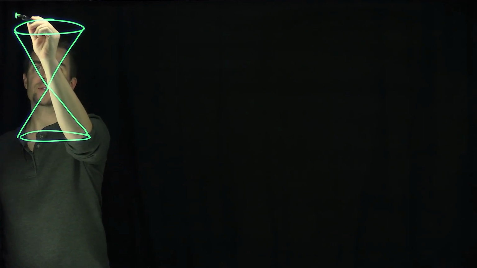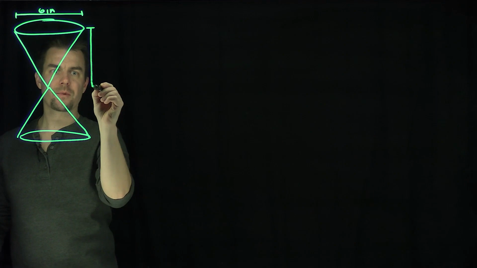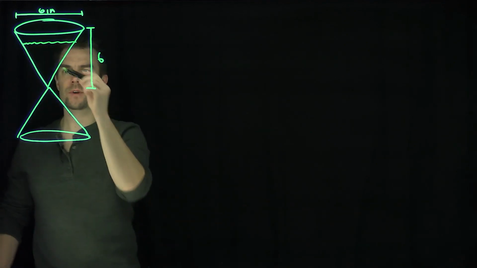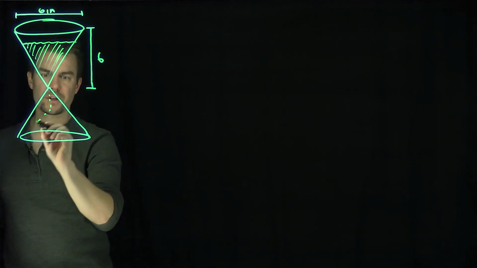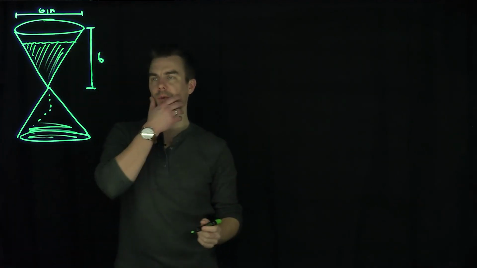Let's say that this hourglass has a diameter of 6 inches, and the height of one of these cones is also 6 inches. And so there's some sand in this hourglass over here. And what's the sand doing? The sand in this hourglass is trickling down and draining into the bottom part of the hourglass. That's what the sand is doing.